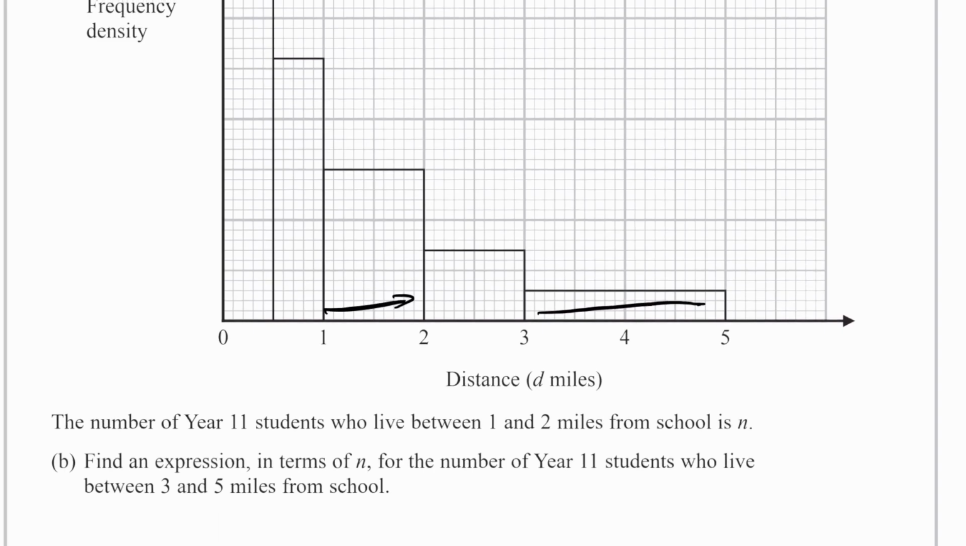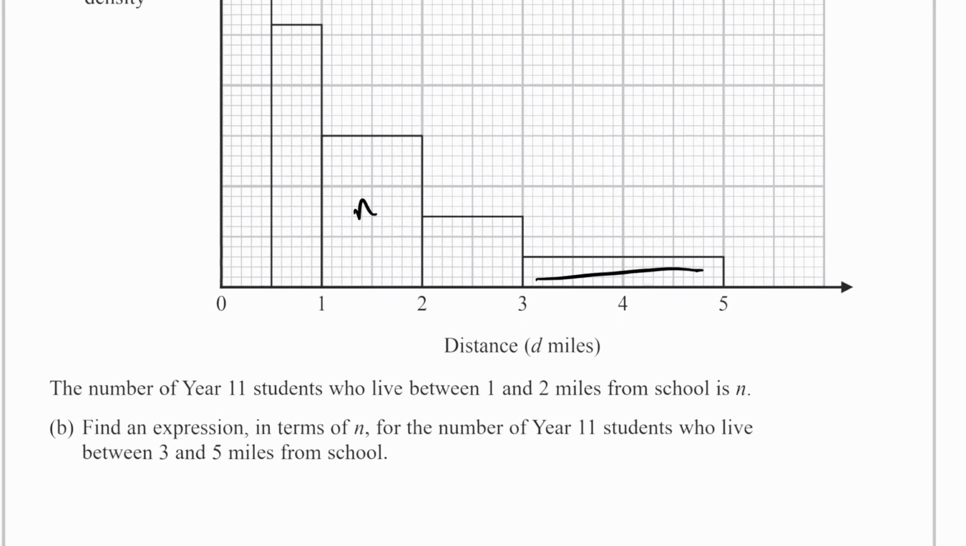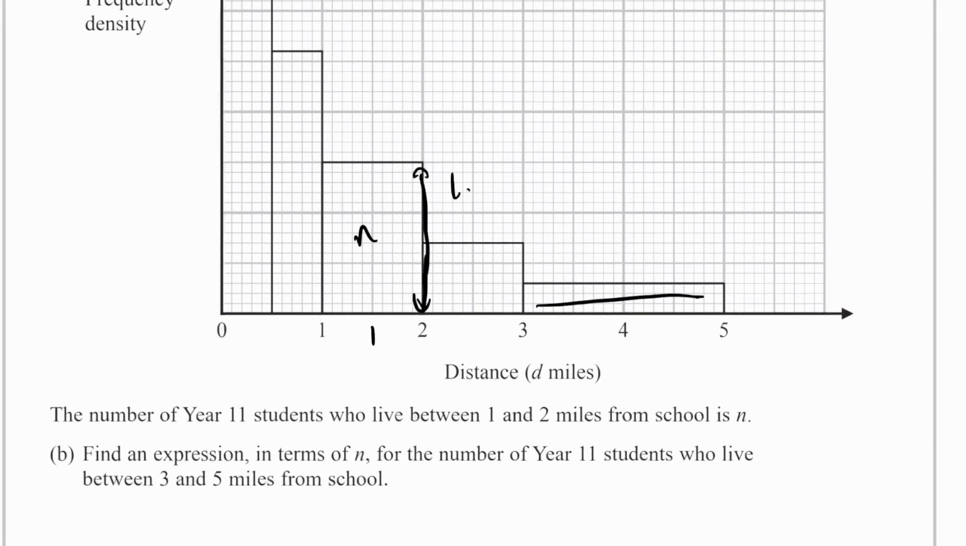So the number of students who lived between 1 and 2 miles was n. Okay, so this represents n students. And then between 3 and 5, we need to work out what that would represent in terms of n. So we just need to work out the area of this bar. So 1 to 2, this is going to be a width of 1. And then the height, we can just count it, is 1.5 full blocks. So this would come out as 1 times 1.5, or 1.5 blocks squared, if you like.